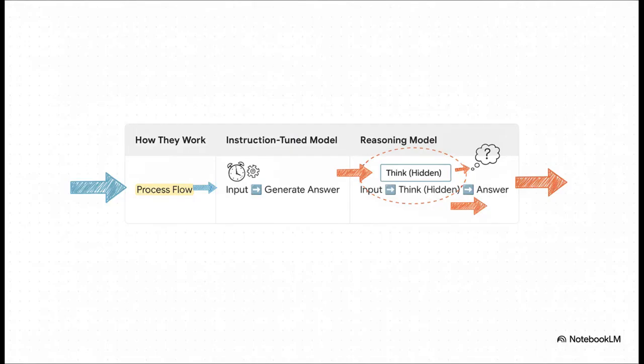And this slide right here shows you the fundamental architectural difference. An instruction-tuned model gets a prompt and it just immediately starts generating an answer. But a reasoning model has this totally separate, hidden thinking step. That one little extra box in the process flow, well, it changes absolutely everything.